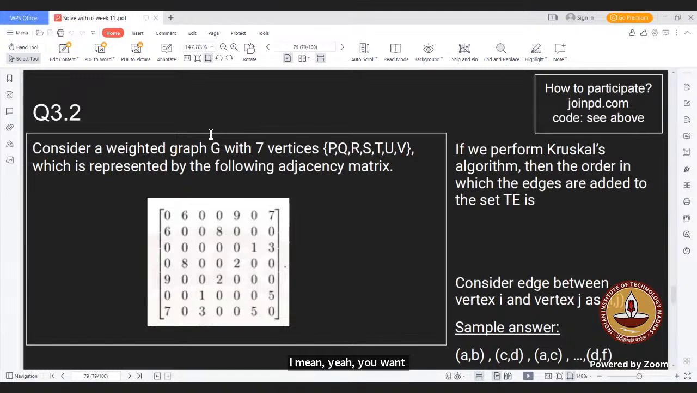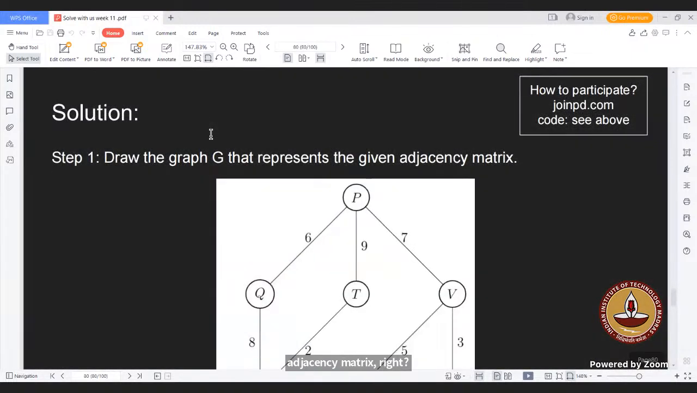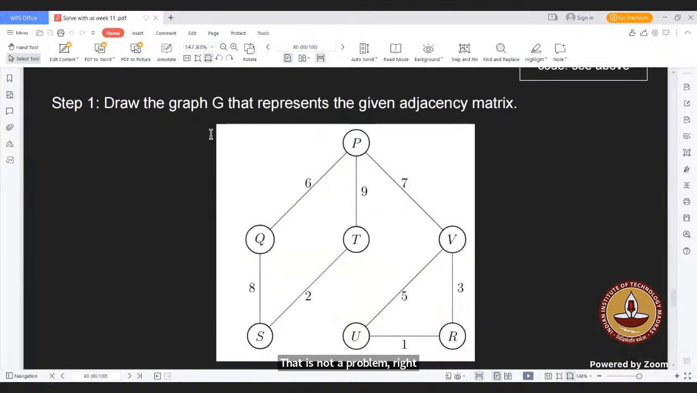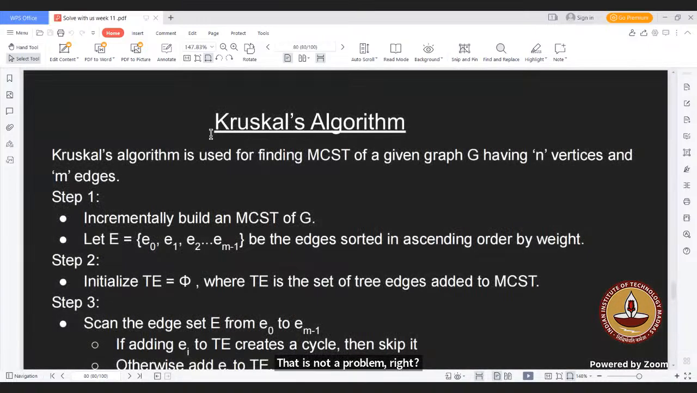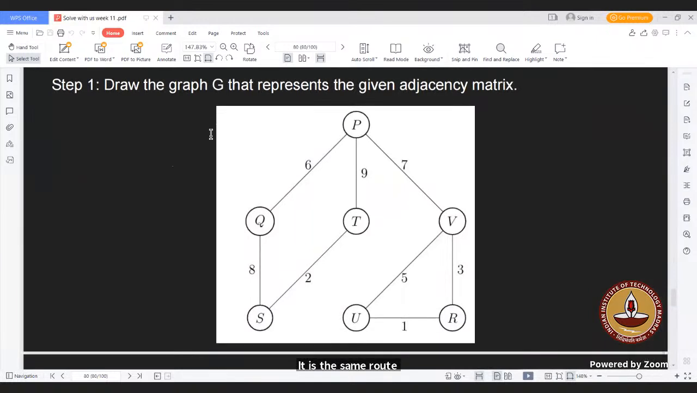Everyone knows how to draw the graph from the given adjacency matrix, right? That is not a problem, right? Yes, sir. It is the same graph only.